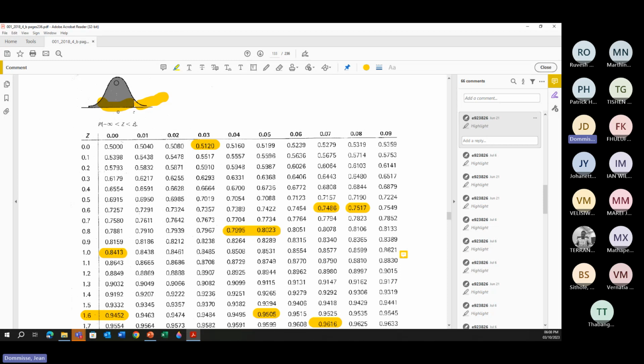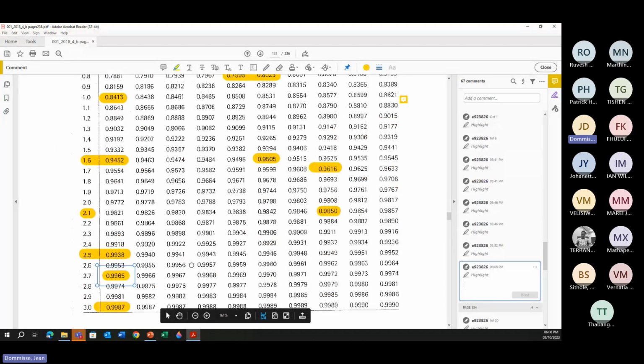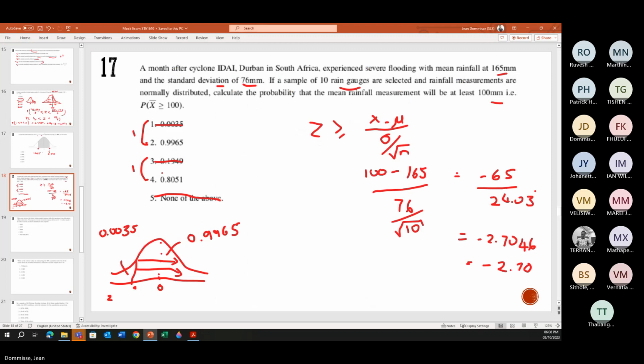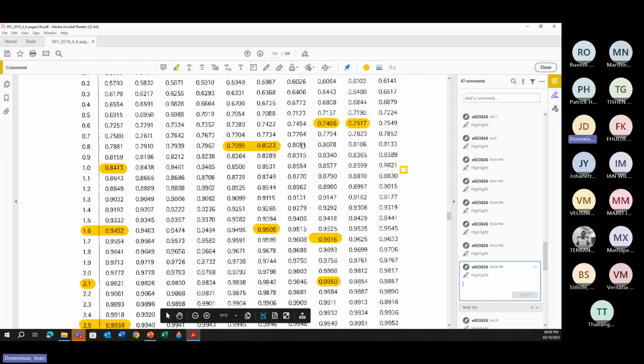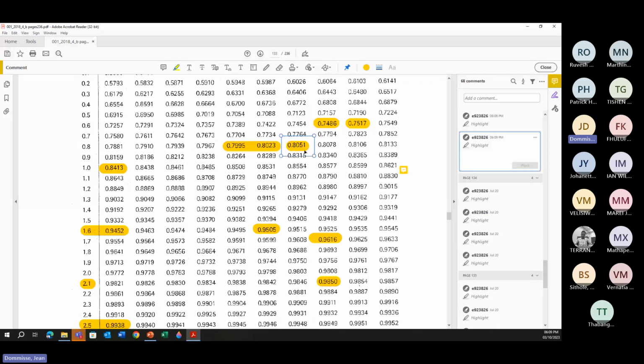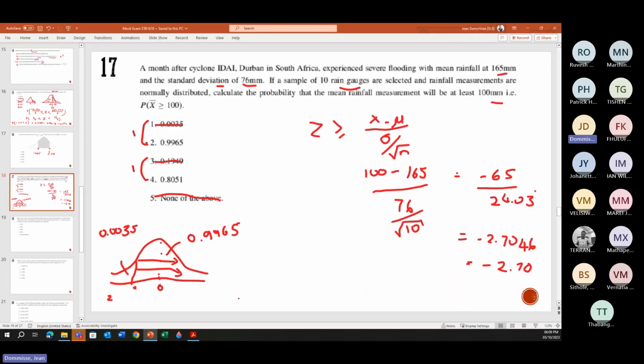What we also could have done, because it's symmetrical, is go to a positive table, and because I'm looking at that bigger area that will be colored in, 2.7 would have given me 0.9965. Okay, I'm just checking where the 0.8051 was. So it's 0.86. So how would we have gotten to 0.86?